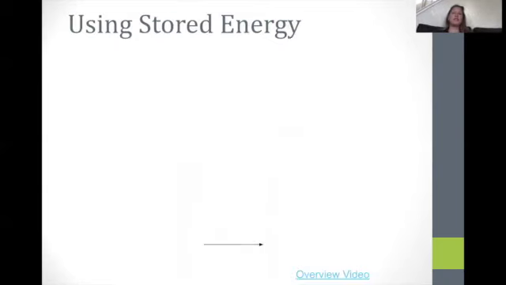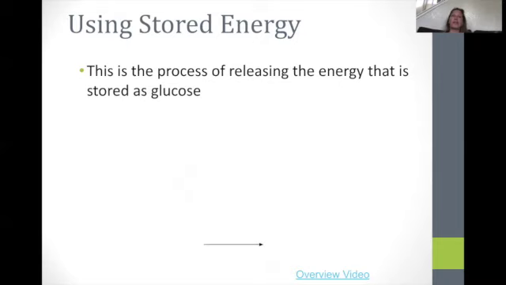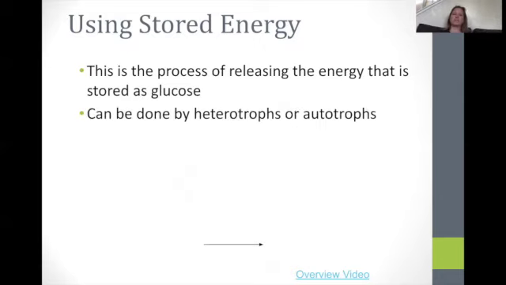So, how are we going to use that stored energy? How are we going to use the energy that you ate with breakfast or that you ate with lunch? We're going to do that through a process of cellular respiration. Cellular respiration is the process of releasing energy that is stored as glucose, as sugar. We can do it in heterotrophs or autotrophs.